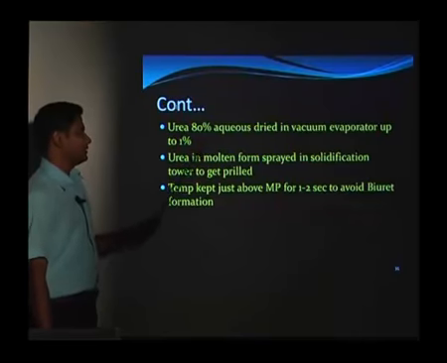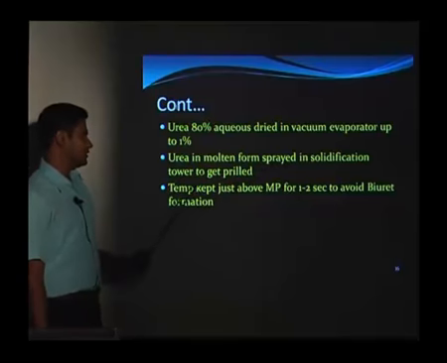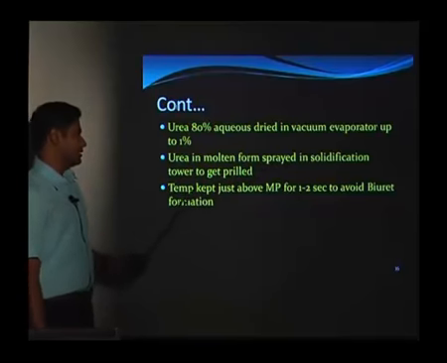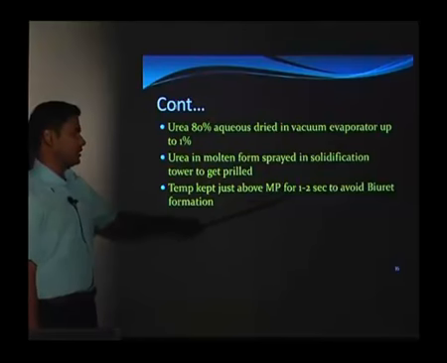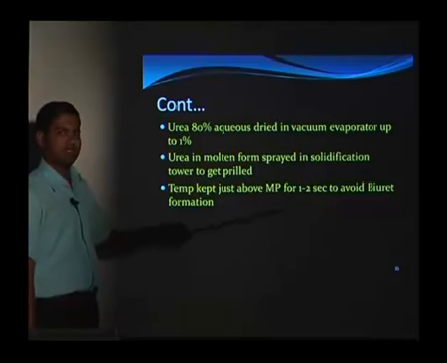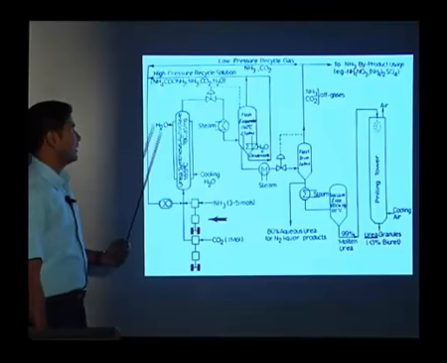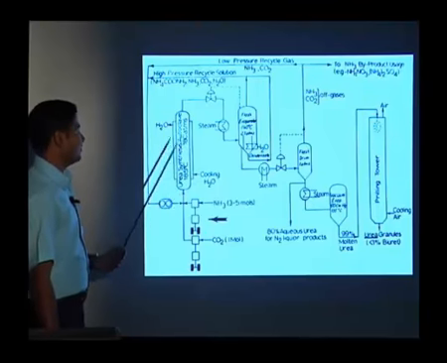So urea, 80% aqueous, is dried in a vacuum evaporator up to 1%, and urea in the molten form is sprayed in a solidification tower to get prilled. The temperature is kept just about the melting point for 1 to 2 seconds to avoid biuret formation. So this is the major problem. You have to keep in mind that if the temperature is above that, it can form biuret, which is undesirable in the reaction. So this is the flow diagram for the urea formation.